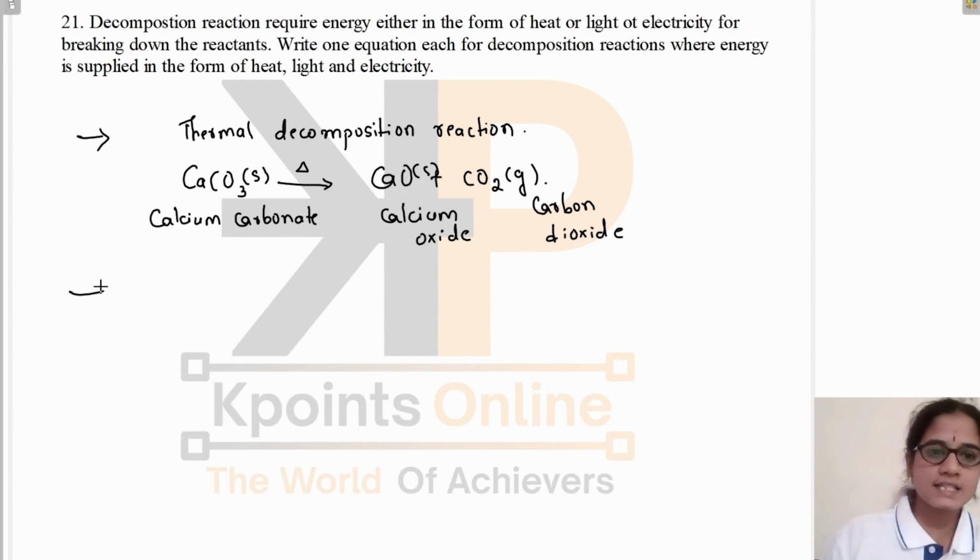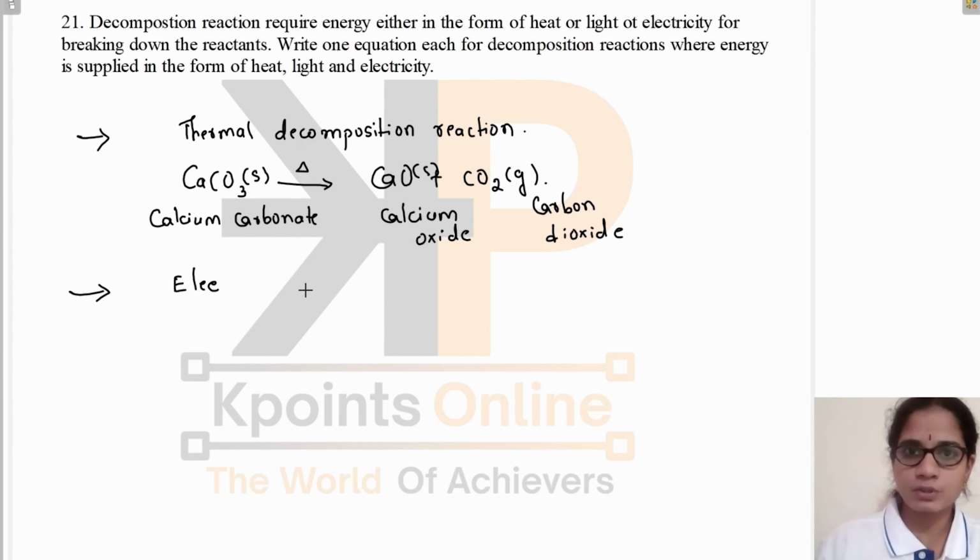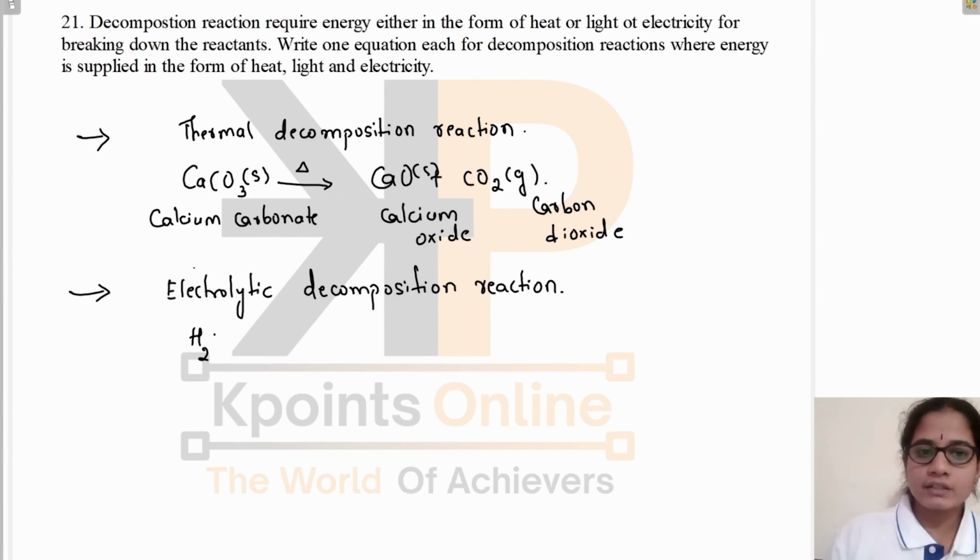Okay, then let us give an example for electrolytic decomposition reaction where electricity is absorbed for the breaking down of the compound. When electric current is passed through water, what happens? Hydrogen and oxygen are liberated. Okay, this is an electrolytic decomposition reaction, electric current.